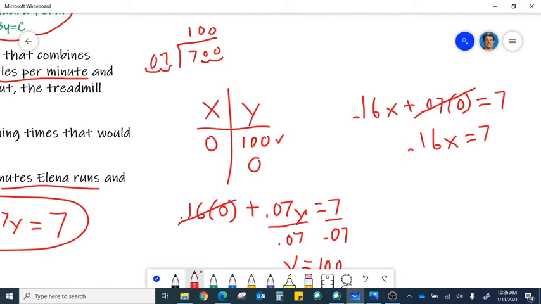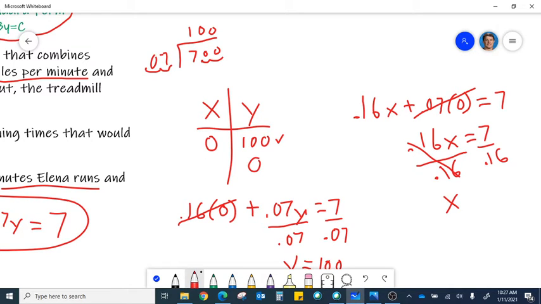Remember that these are all inverse operations. If you're not quite good at solving one-step or two-step equations, go on the internet, look for those, and get an idea of how to do that. But basically we're just using inverse operations. Anytime I have a number right next to a variable, it means multiply, and the inverse of multiplication is division. So I have to divide by 0.16.